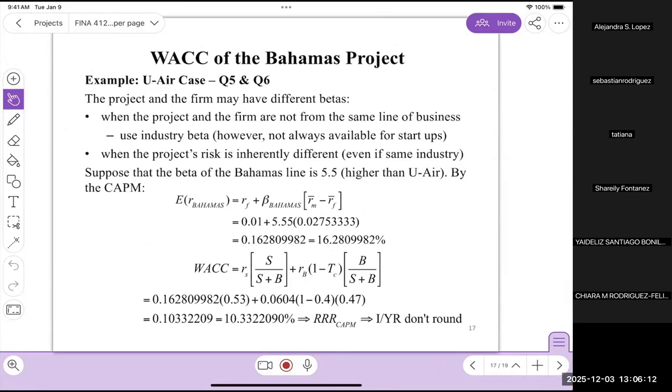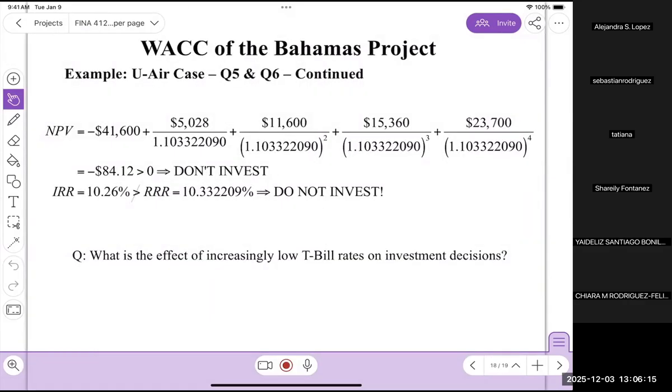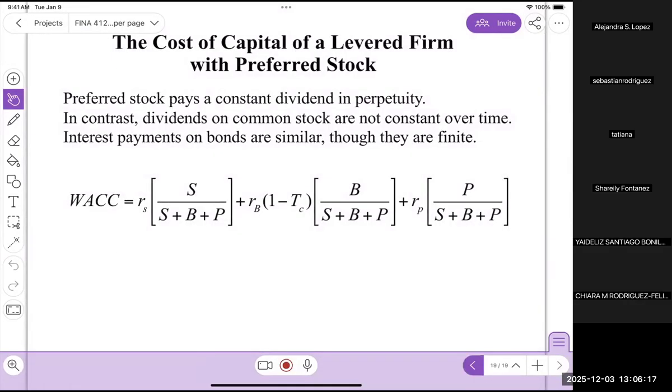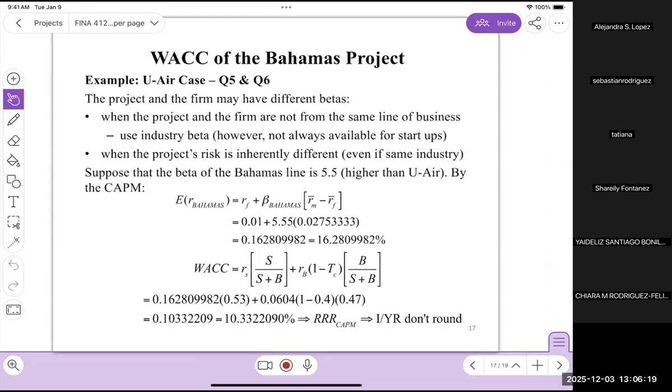Okay, so the last thing here to discuss, I think that's it. A couple more things, and then we can do some problems. We have like half an hour left. So, we assumed that the Bahamas project was as risky, sensitive, to market returns as UAir's operations in general, but that's not necessarily the case.